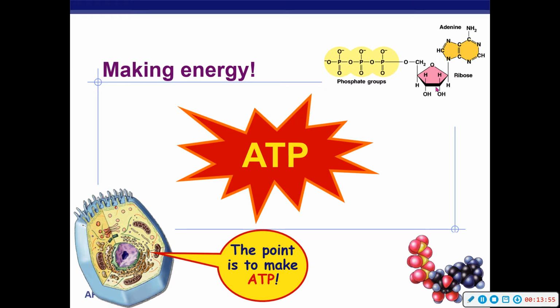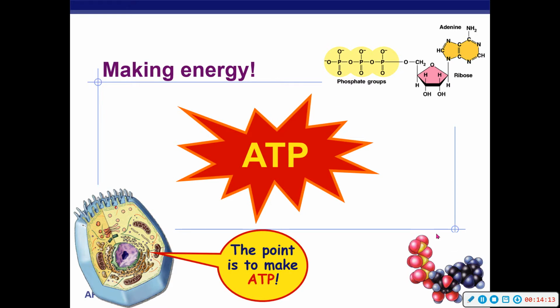Ribose is the same simple sugar in RNA. The last phosphate group is that important one. It's on there really unstably, and we can give this phosphorus group to another substrate to energize it. That's called phosphorylation.